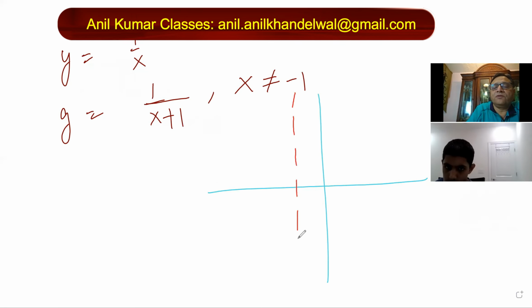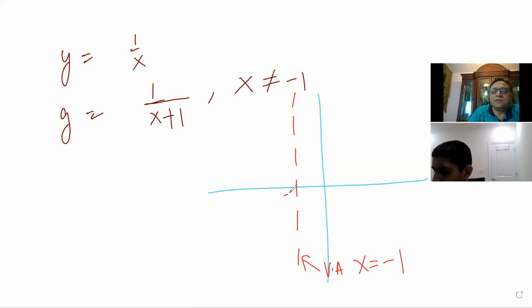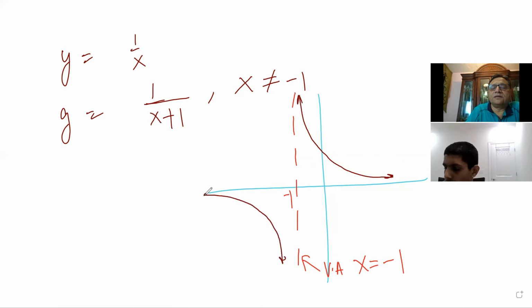So at minus 1, we get a vertical asymptote, right? So this is a vertical asymptote at x equals minus 1. Clear? Now you can sketch this graph. If I put x equals 0, I get 1. So I could sketch this graph as something like this. Behavior is kind of similar to what the earlier graph was. The only thing is that the graph has been shifted left by 1 unit, right? So it's a horizontal translation.